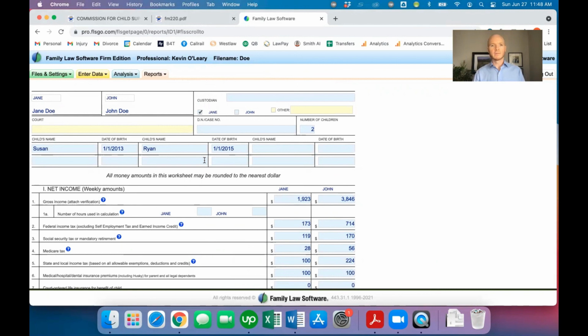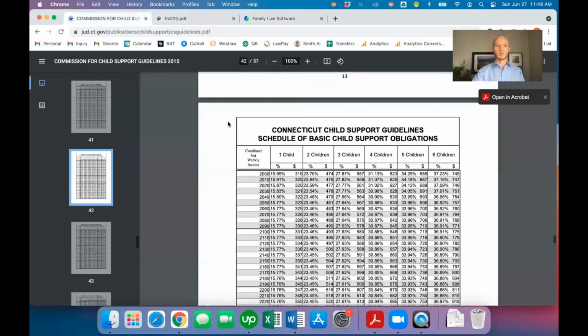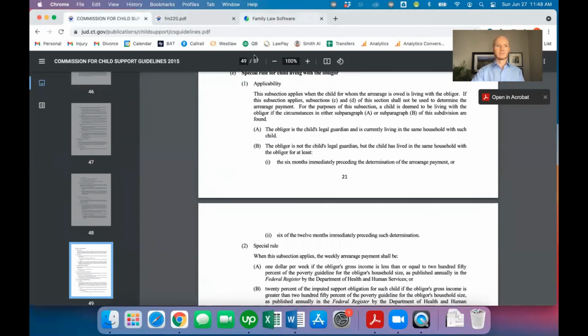So those are kind of the basic deviation criteria, and those are the basics of child support. Obviously, it can be much more nuanced, and the child support guidelines are, I don't know, 70 pages long. So there's a lot more nuance, but those are pretty much the basics of child support.